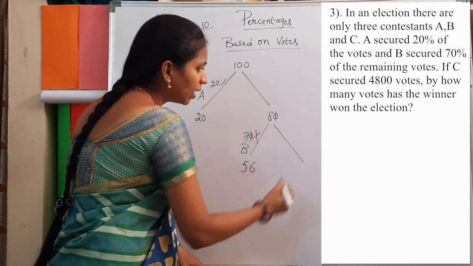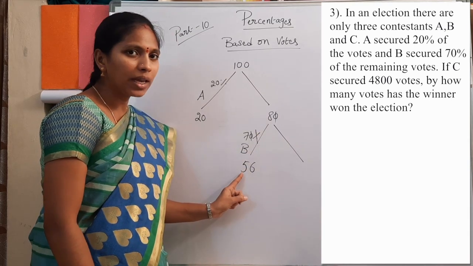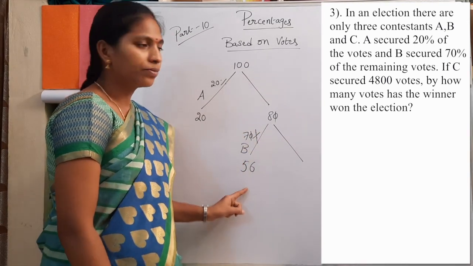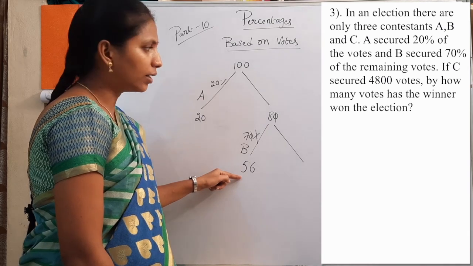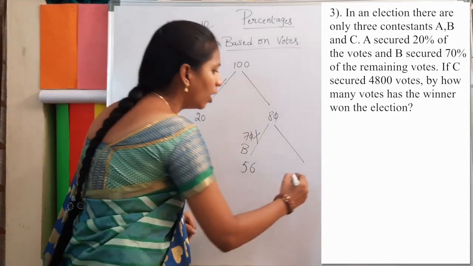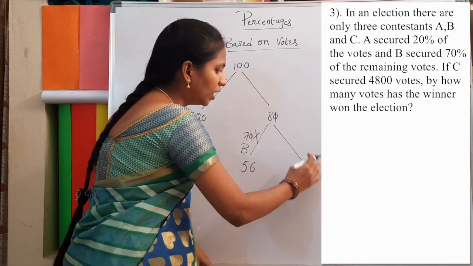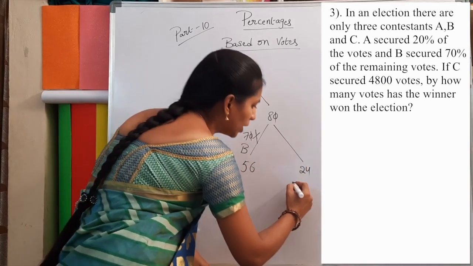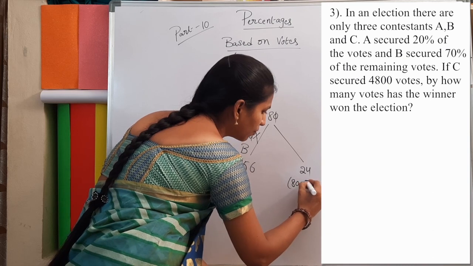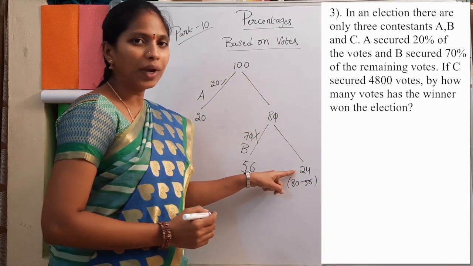Now what are the remaining votes? 80 minus 56. 80 minus 50, 30. 30 minus 6, 24. Okay, 24. How do we get this 24? 80 minus 56 is 24.